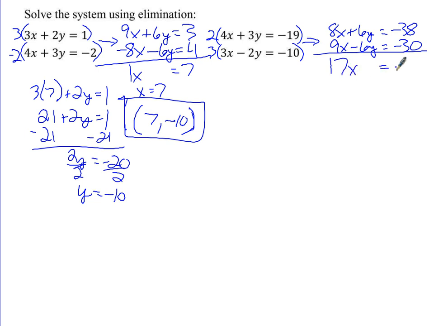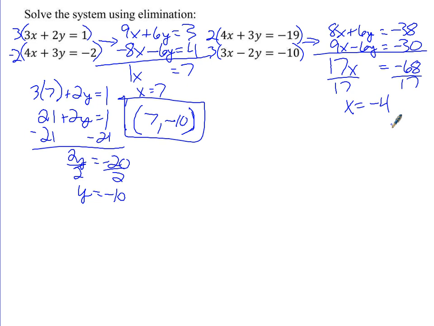17x equals negative 68. So the big question is, if I divide both sides by 17, do I get a fraction? What do I get? X equals negative 4? Cool. All right, so now we know that x is negative 4. What do we do now? Plug it in one of the two original equations. Which one do you want to use?